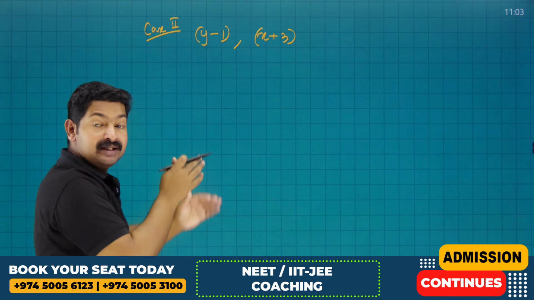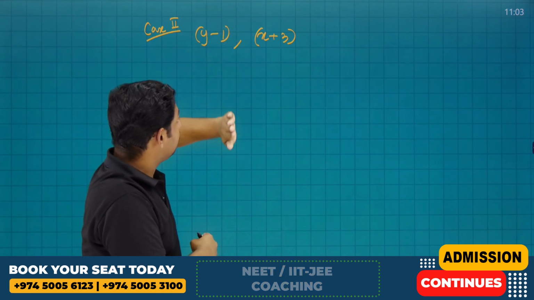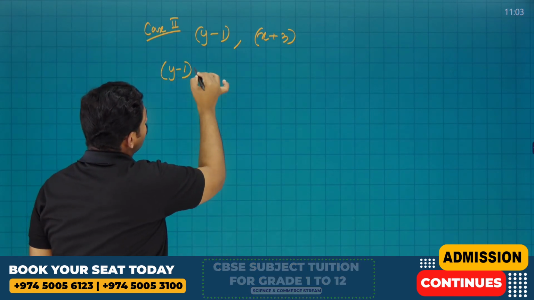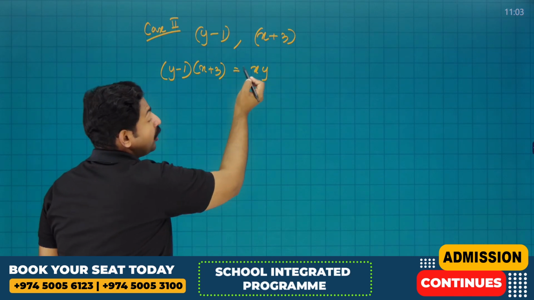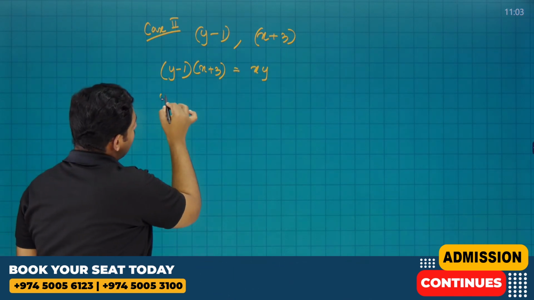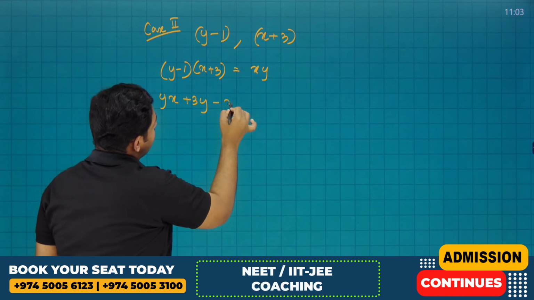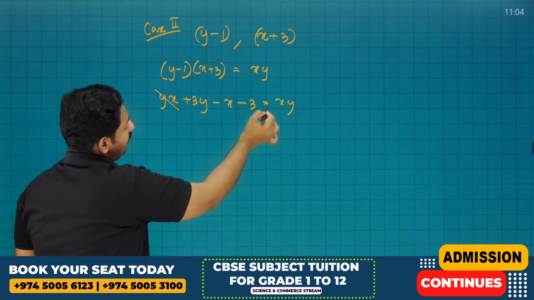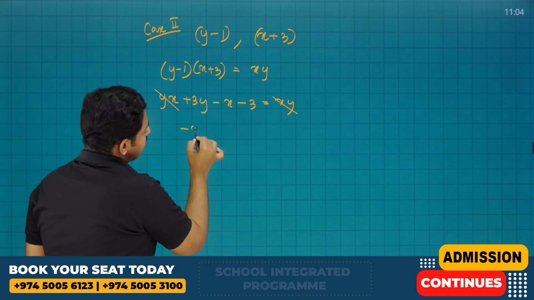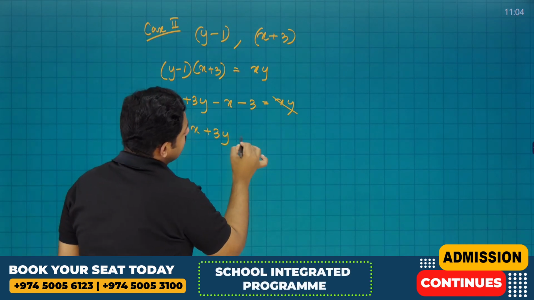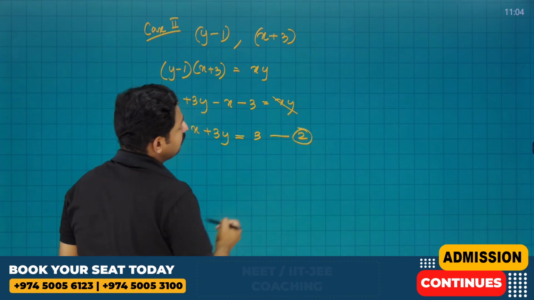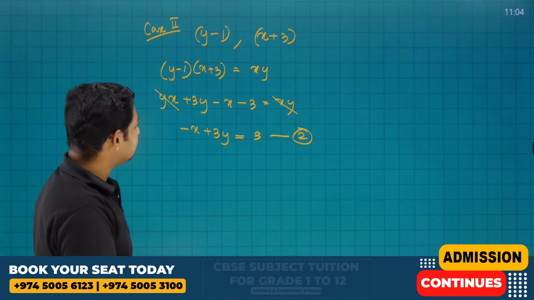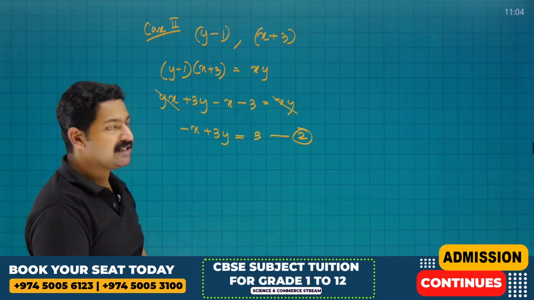So in this case, the number of students in one row is y minus 1, the number of rows is x plus 3, then the total number of students will be y minus 1 into x plus 3. It is the same as xy itself. Now when you multiply, yx plus 3y minus x minus 3 equal to xy. Here xy got cancelled, then minus x plus 3y, and if you bring 3 to the right side, it is equal to 3. It can be taken as equation number 2. So you got 2 equations. The first equation is x minus 2y is equal to 2. The second equation is minus x plus 3y is equal to 3.